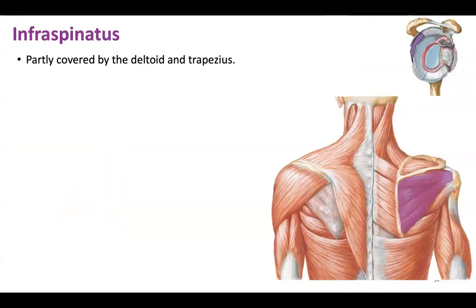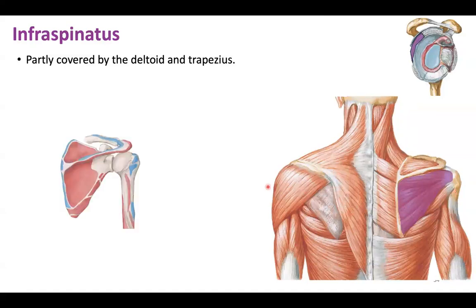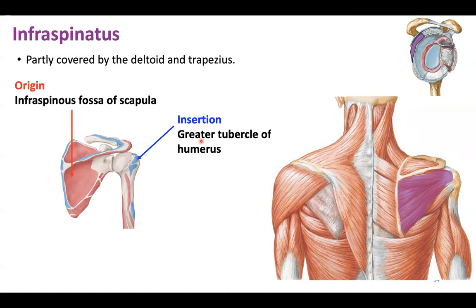The other muscle is the infraspinatus muscle. As the name indicates, it lies in the infraspinous fossa of the scapula. As you see it here, this is the infraspinatus muscle, and it's partly covered by the deltoid and trapezius. So this muscle originates from the infraspinous fossa and is inserted into the greater tubercle of the humerus.